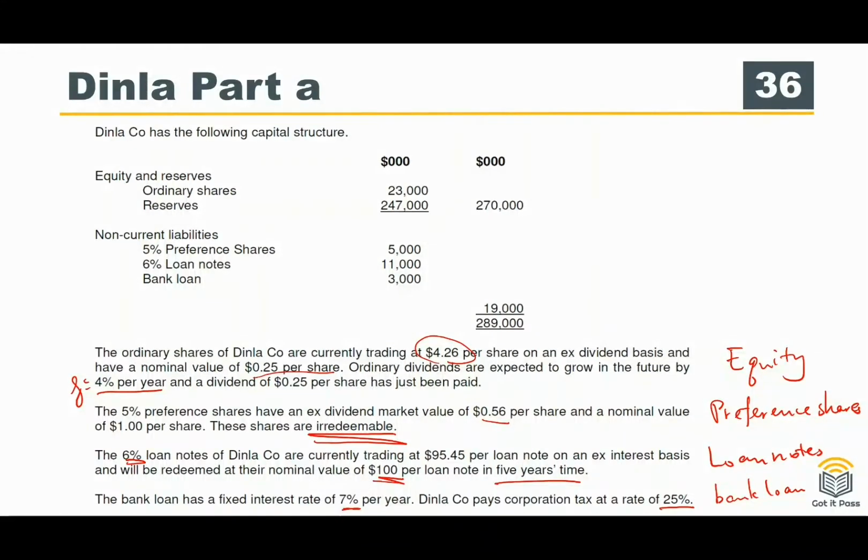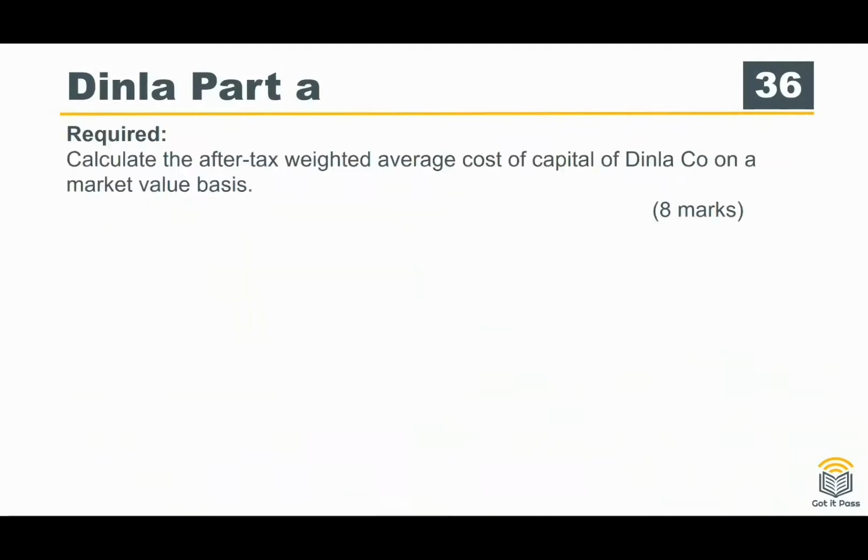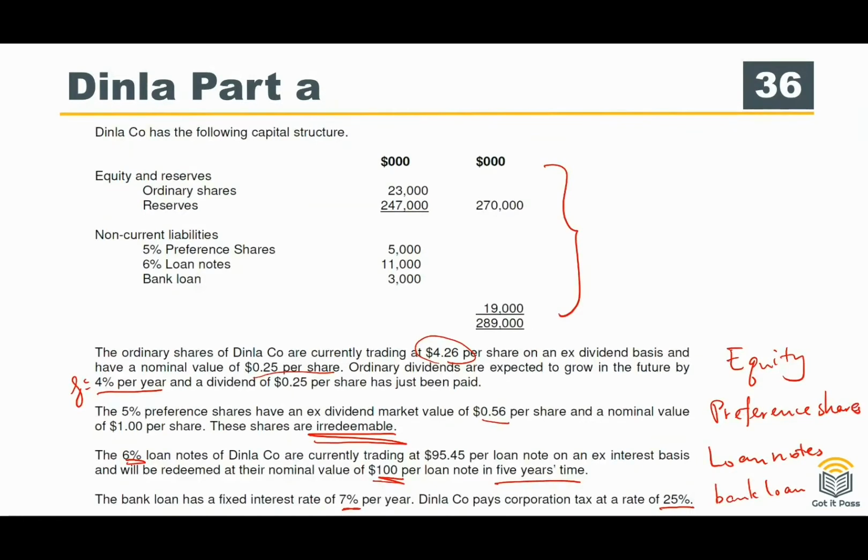So all the information is given to you, and the first requirement is to work out the weighted average cost of capital, or the after-tax weighted average cost of capital of the company on a market value basis. Okay, so in other words, here I just make sure you understand. Here is the book value. And you have to work on a market value weighted average cost of capital. So the book value is only for your reference, and you have to use the market value as the basis to work on the weight of each type of financing tool.